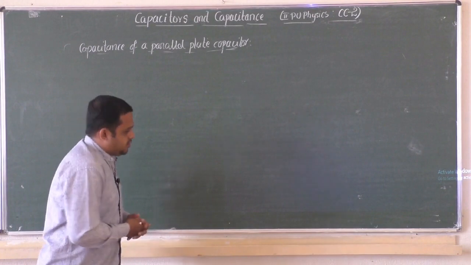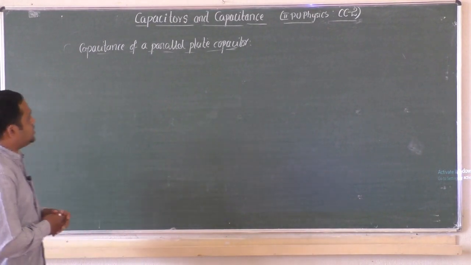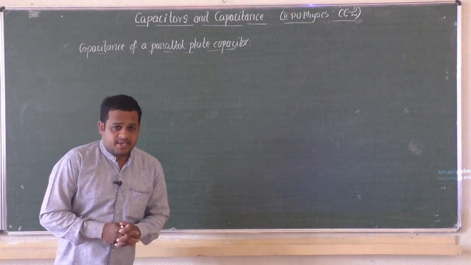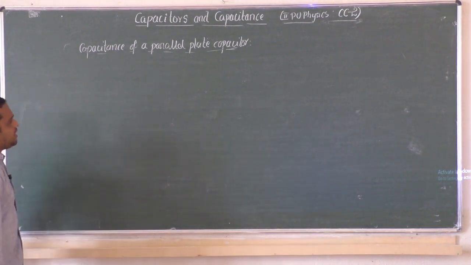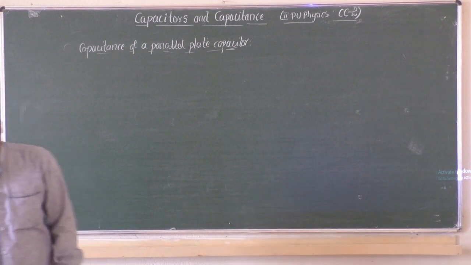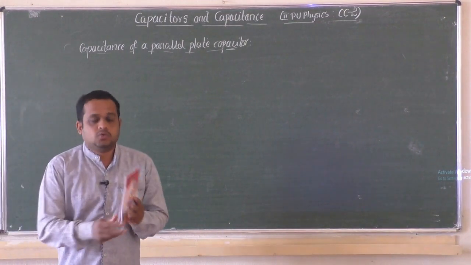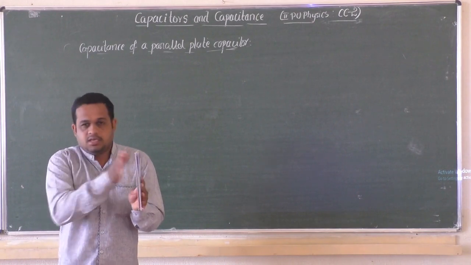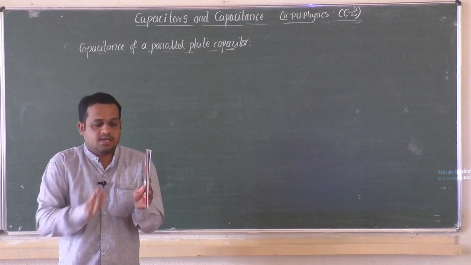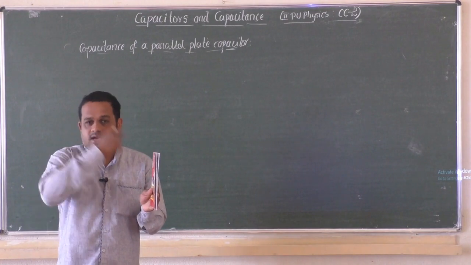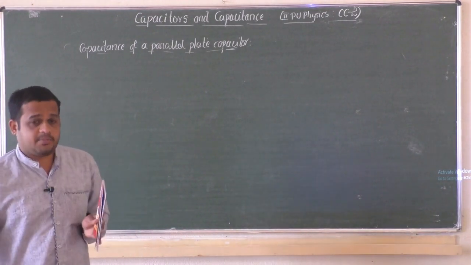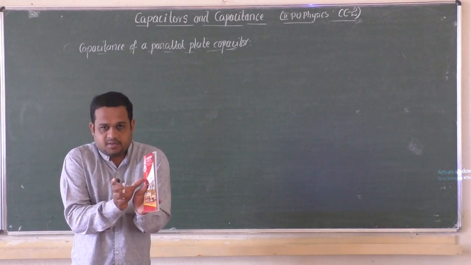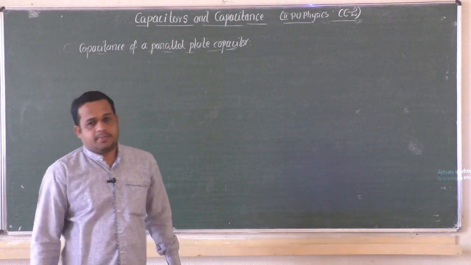Let us continue our discussion on the topic capacitors and capacitance. In the last class we have derived an expression for capacitance of a parallel plate capacitor. Now a parallel plate capacitor is nothing but two metal sheets separated by a small distance. In between those two metal sheets we know that there will be a dielectric medium. In the last class, while deriving that expression for capacitance of a parallel plate capacitor, we considered air as dielectric medium between the plates of capacitor.